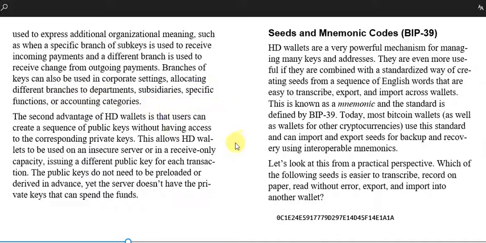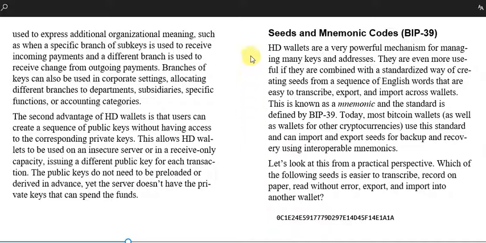Branches of keys can also be used in corporate settings, allocating different branches to departments, subsidiaries, specific functions, or accounting categories. The second advantage of HD wallets is that users can create a sequence of public keys without having access to the corresponding private keys. This allows HD wallets to be used on an insecure server or in a receive-only capacity, issuing a different public key for each transaction. The public keys do not need to be preloaded or derived in advance, yet the server doesn't have the private keys that can spend the funds.